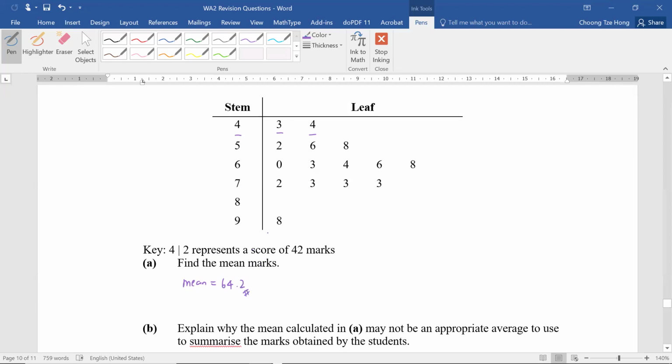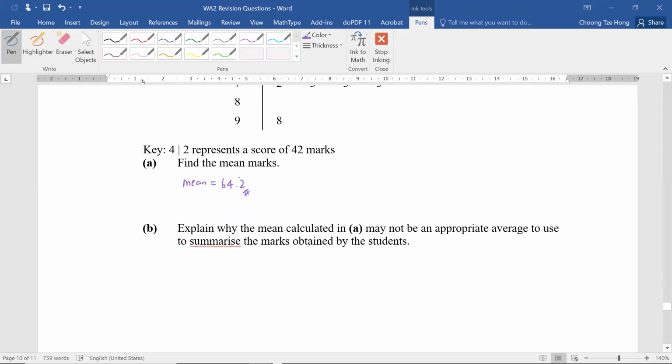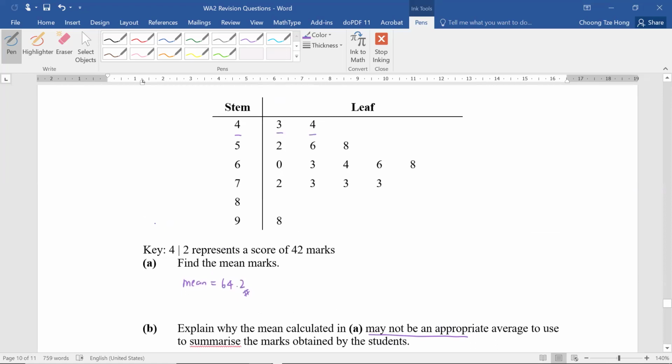Right, so for the next part they ask us to explain why the mean that you calculated in part A may not be an appropriate average to use to summarize the marks obtained by the students. So the key word here is why the mean may not be appropriate to summarize the marks obtained by the students. To answer this question properly, you need to observe the data set. But before we look at the data set, I would like to show some info from some websites to understand more about the mean.